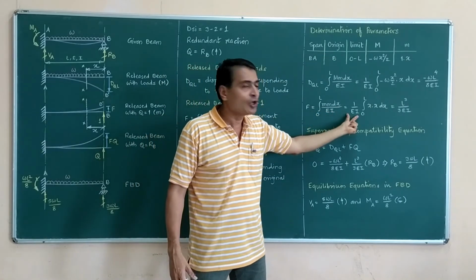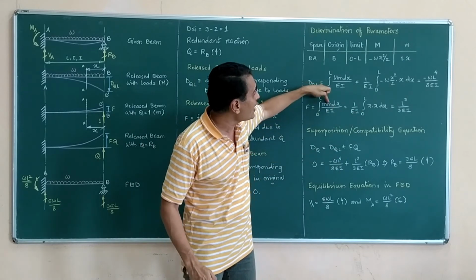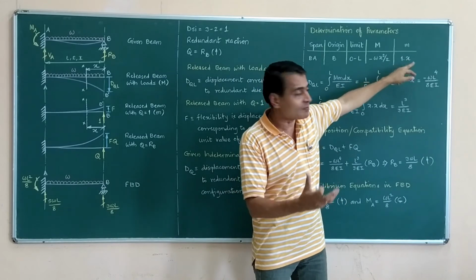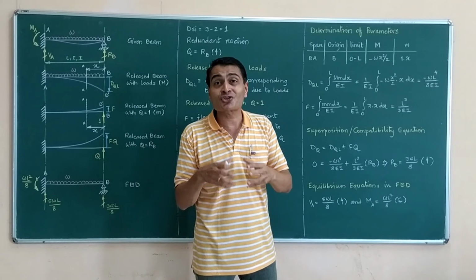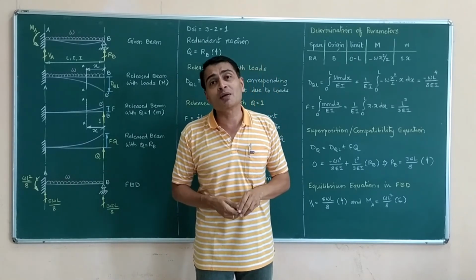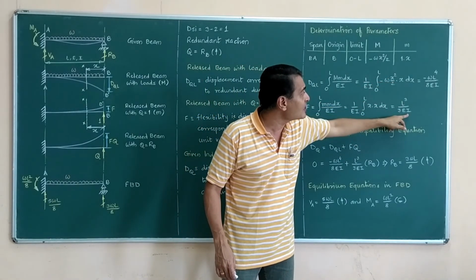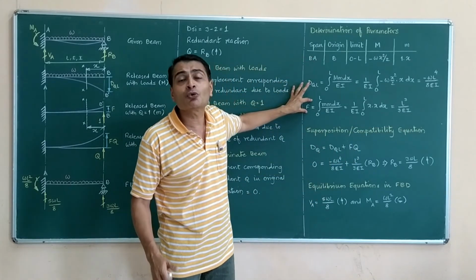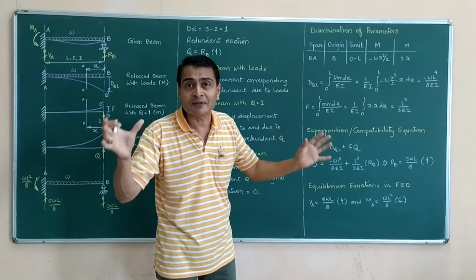Again EI, which is constant, taken outside the integration sign, m into m. That means I have to multiply this parameter by itself 2 times. So it is going to be x into x with respect to x, integral x square, which will be x cube upon 3, and when I substitute limit 0 to L, I am getting L cube upon 3 times EI. That is how we calculate dqL, that is how we calculate flexibility F using unit load method.